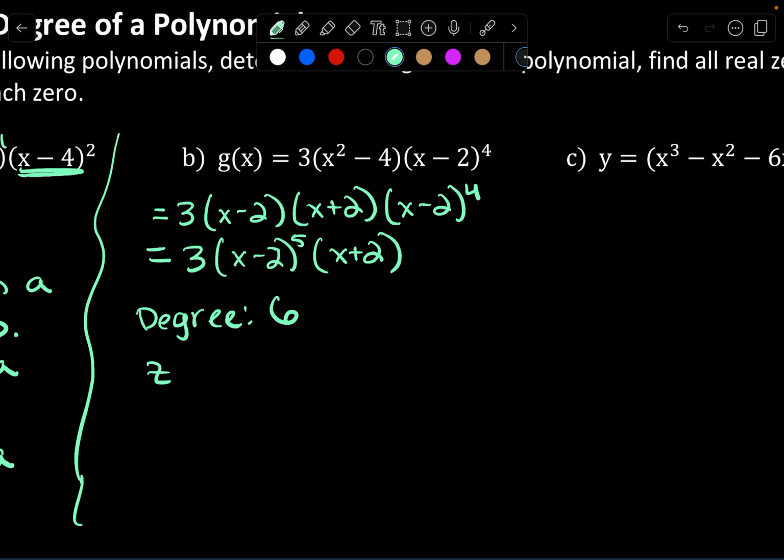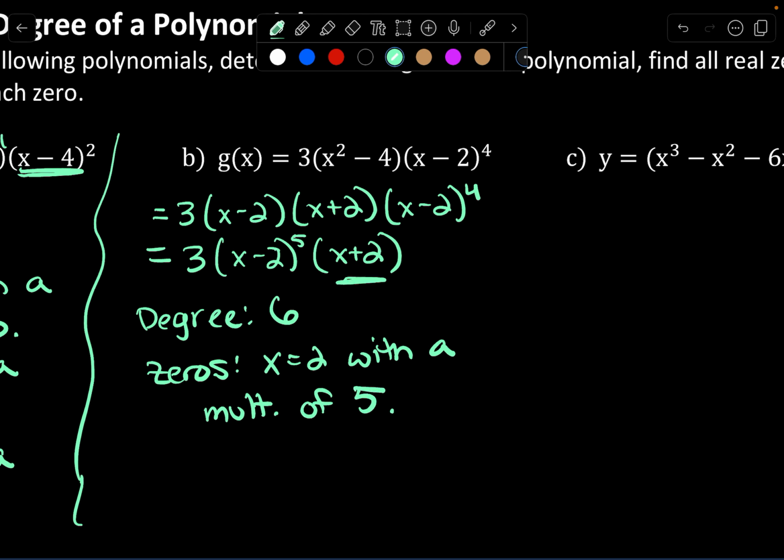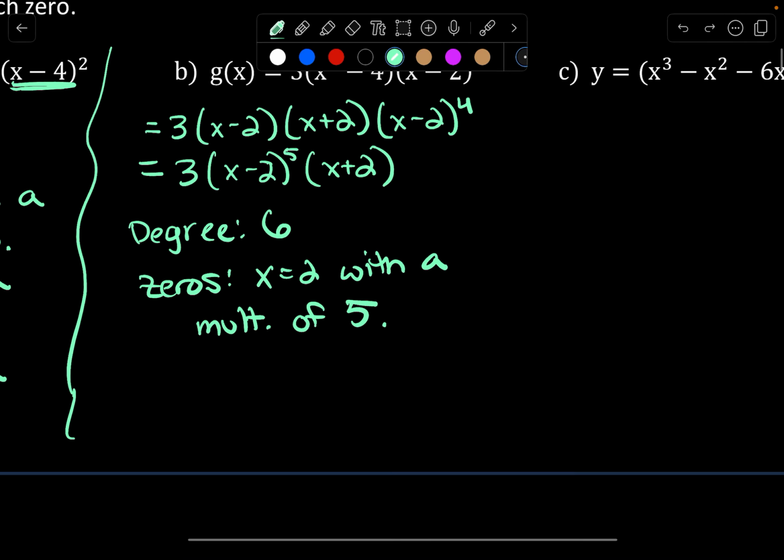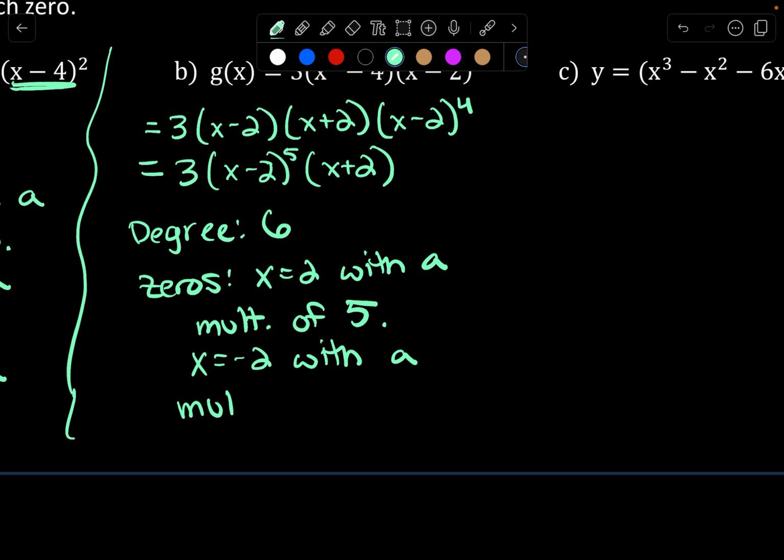For the zeros, the first zero is going to be at x equals 2 with a multiplicity of 5. The next zero is x equals -2 with a multiplicity of 1.